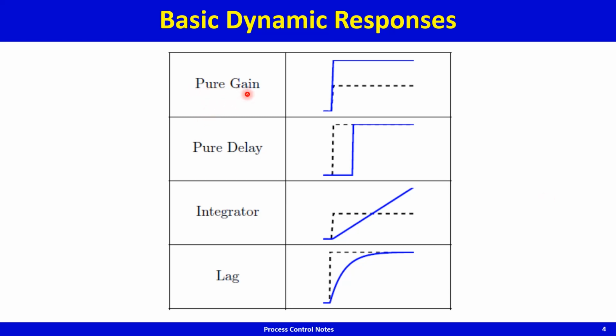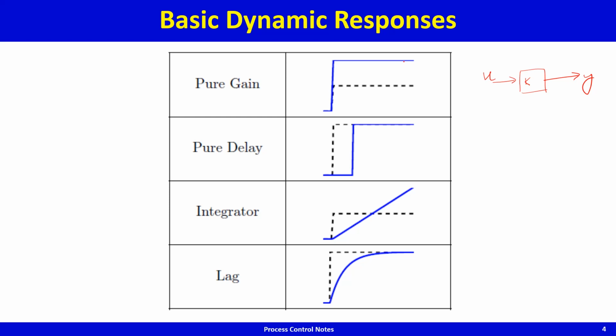What is a pure gain? The input changes as a step, output in response changes immediately as a step. So you may see this as there is an input U, output changes, output is k times U, and if k is greater than 1, if input is changing as a step, output is changing as a larger step greater than 1.